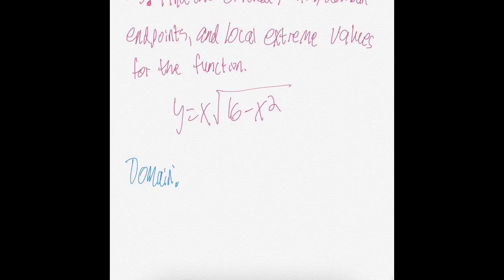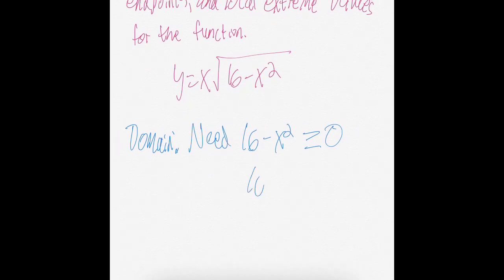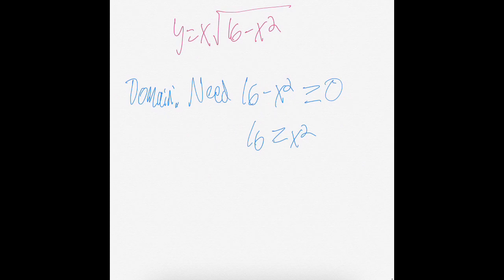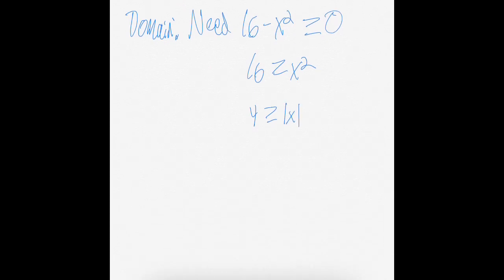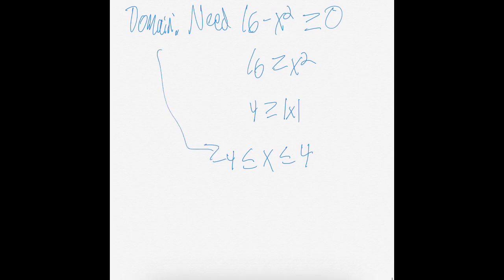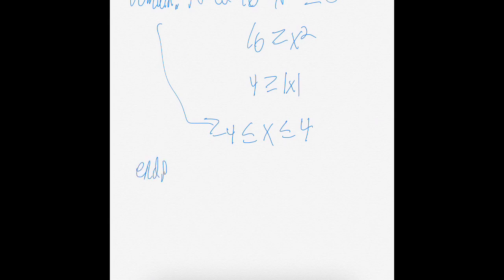And so again, first of all, why don't we start with domain endpoints? If we look at the domain, in this case, we have the potential problem that we cannot take the square root of a negative number. So I need 16 minus x squared to be greater than or equal to 0, which means I need 16 to be greater than or equal to x squared, or I need 4 to be greater than or equal to the absolute value of x. In other words, I need x to live between -4 and +4. So this is our domain.